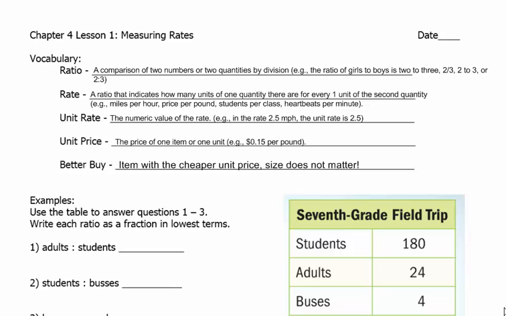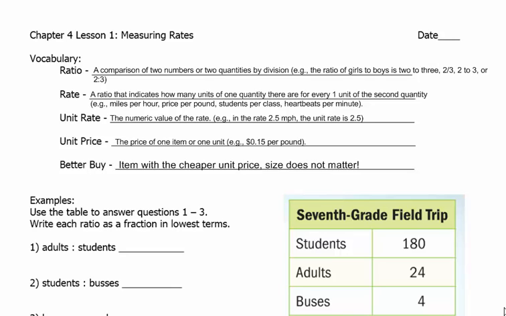So a ratio is simply a comparison of two numbers or two quantities by division. For example, the ratio of boys to girls is 2 to 3. We could write it as a fraction, 2 over 3. We could write it with the word 2, T-O, or we could use a colon, 2 colon 3. Both of those compare girls to boys because in our first part it was girls compared to boys. So the first number represents girls, the second one represents boys.